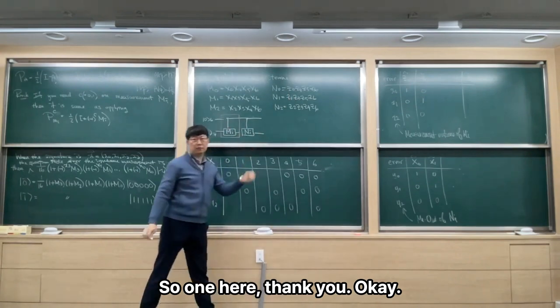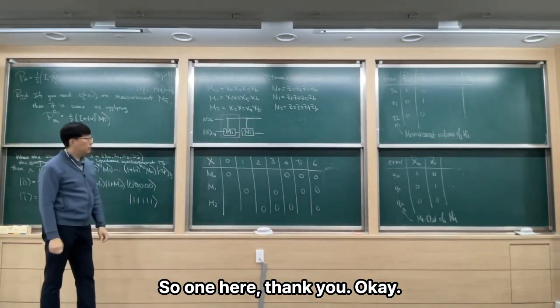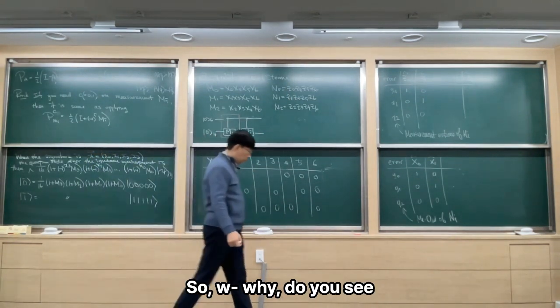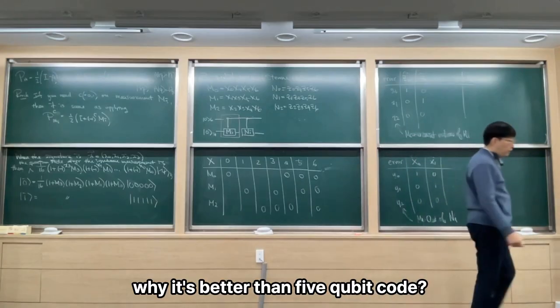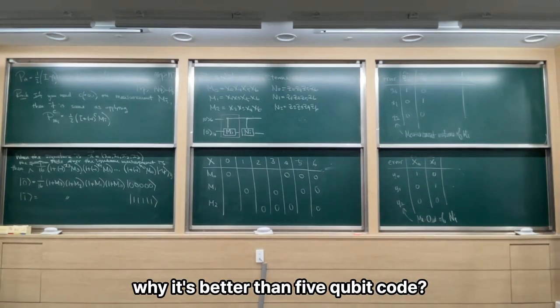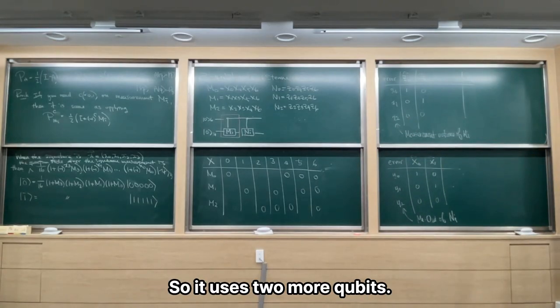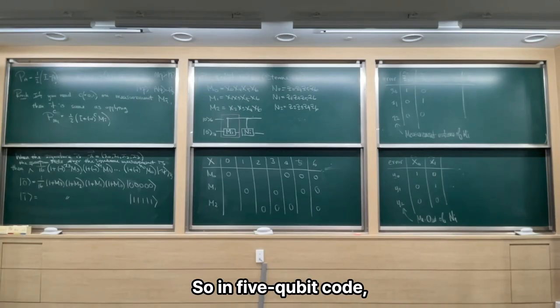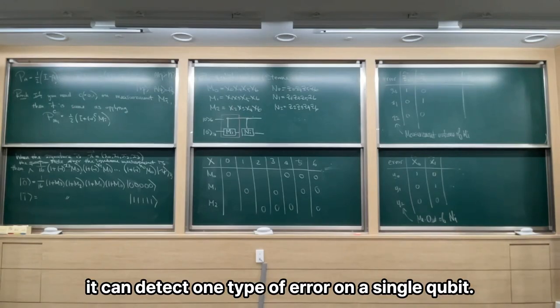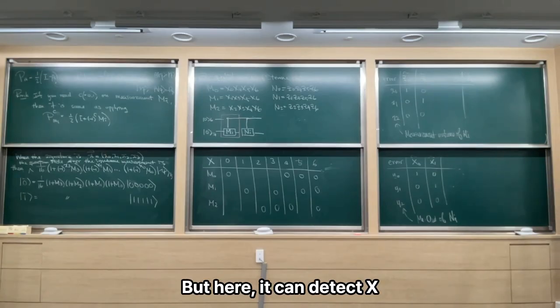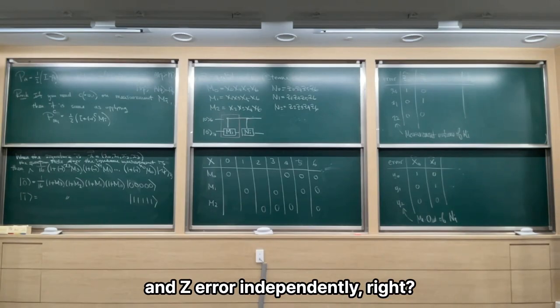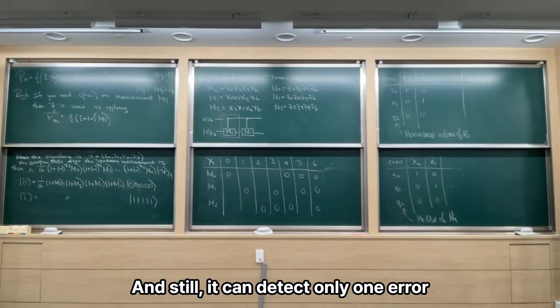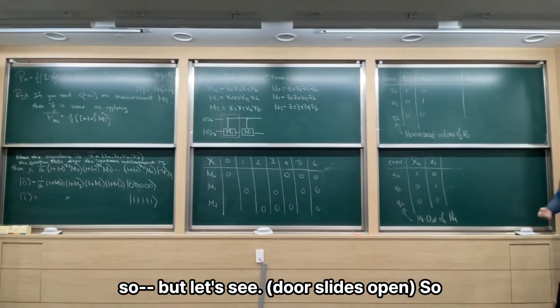Thank you. Okay, so do you see why it's better than the 5-qubit code? It uses 2 more qubits, so it has to be better. What's better? In the 5-qubit code, it can detect one type of error on a single qubit. But here, it can detect X and Z error independently, and still it can detect only one error of one type. But let's see.